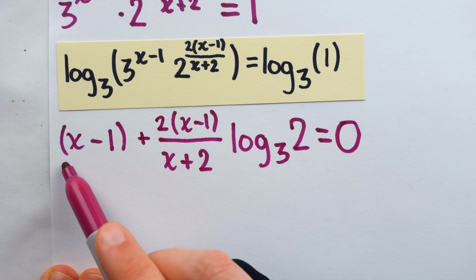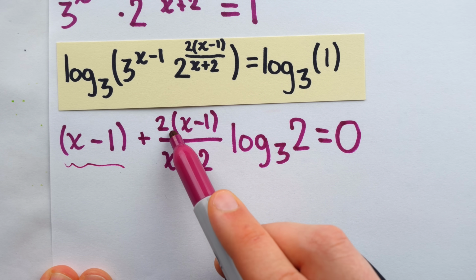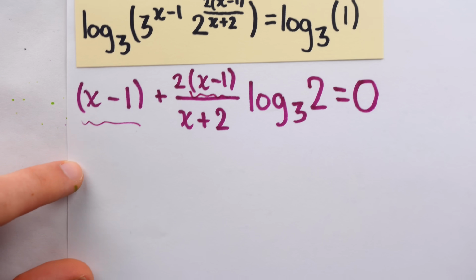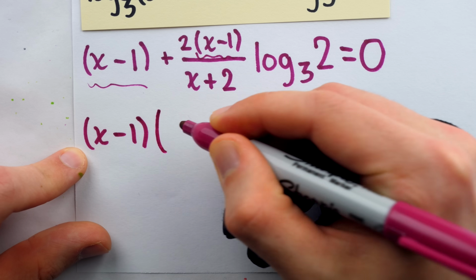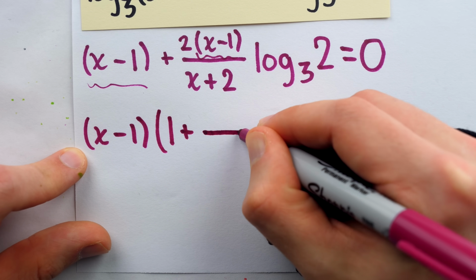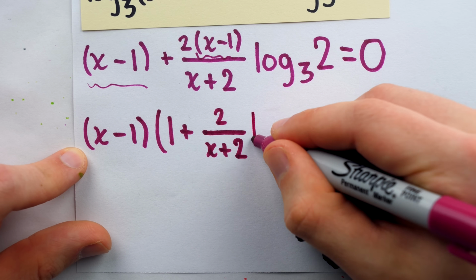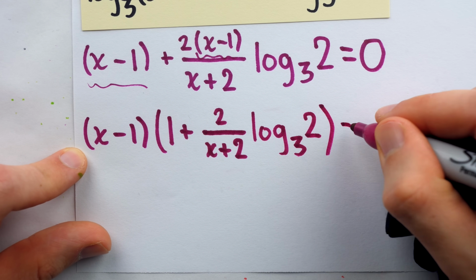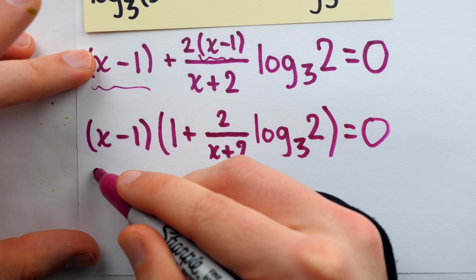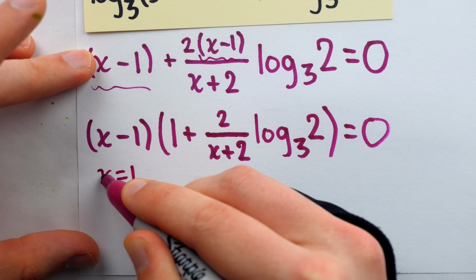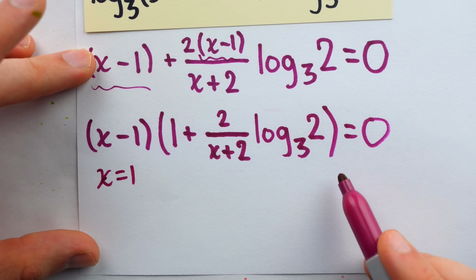And of course we can, because each term has an x minus 1. So let's pull that x minus 1 out of both terms. Thus we factored it as x minus 1 times 1 plus 2 over x plus 2 times log base 3 of 2. And this product equals 0. Of course, that means this factor equals 0, giving us the x equals 1 solution, or this factor equals 0.